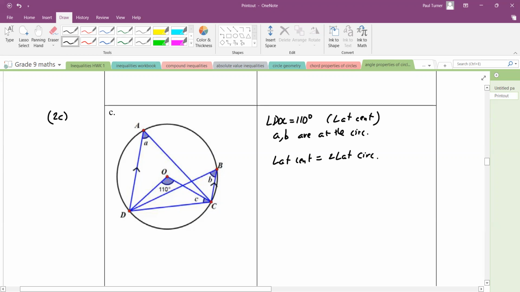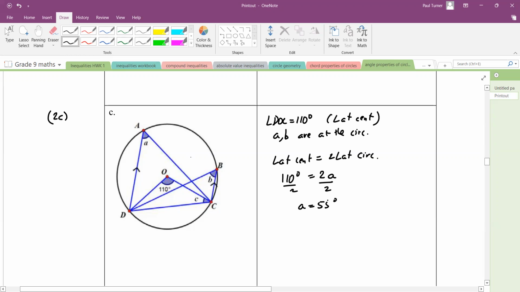So the angle at the center is given, which is 110. 2 times the angle at the circumference. We have A and B. So let's just do A first. So then we can divide both sides by 2. We'll get A is 55 degrees.